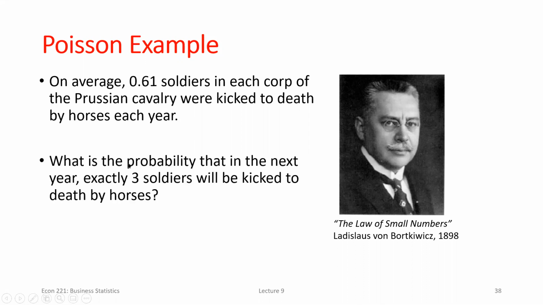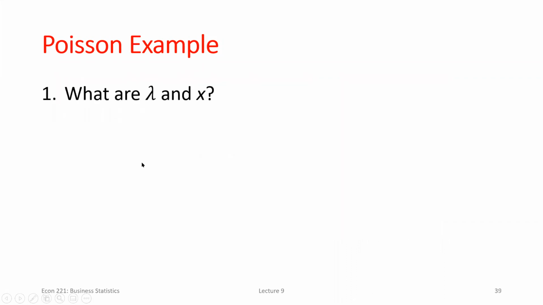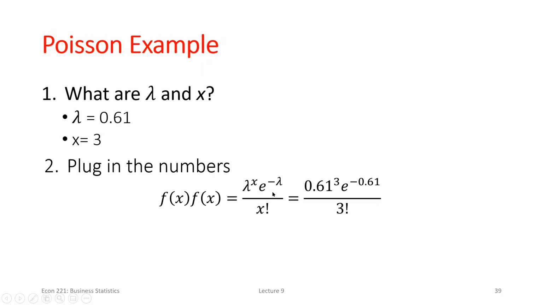Well, what's the probability that I would see 3 soldiers die this year? So the number of occurrences I'm interested in, x, is 3. The average I usually see, lambda, is 0.61. That's all I need. Those are the only 2 things that I need to then plug in to this probability mass function. Okay. So once we have our numbers plugged in, this really becomes just a matter of getting this entered into our calculator.